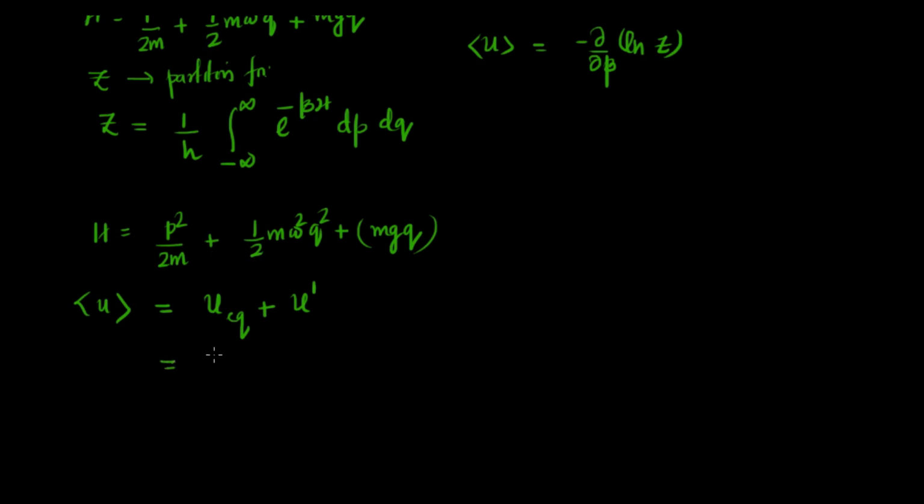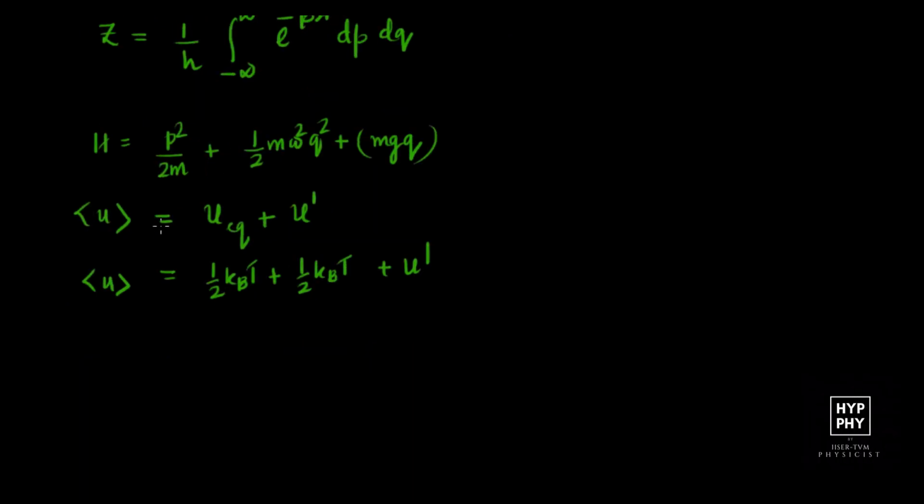So in the first term I have half kBT for the p square by 2m and half kBT for half m omega square q square plus U prime. Okay, so this will be the total energy that we need to find. So we have kBT plus U prime. So actually we are halfway done with the problem.